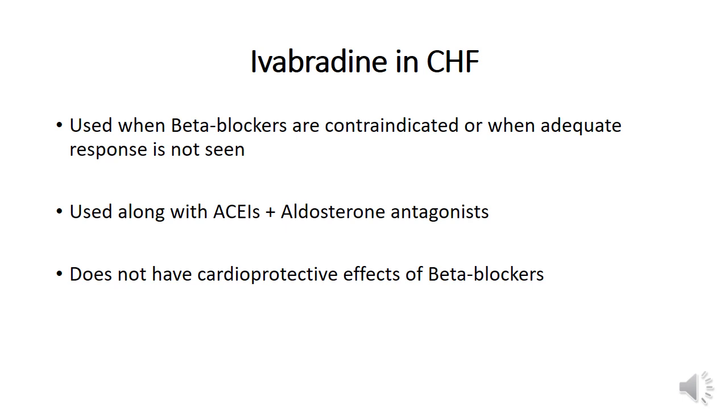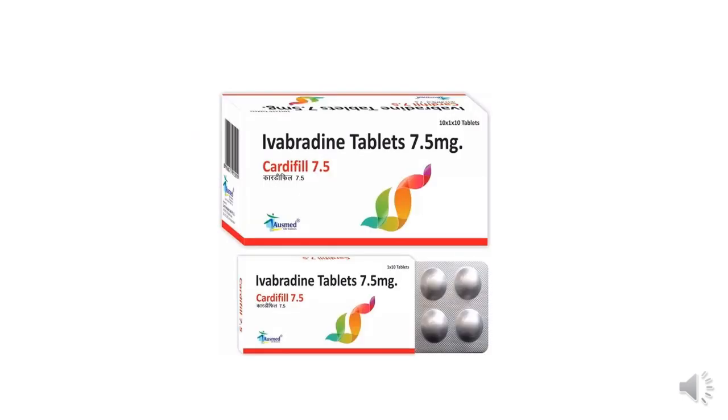Now Ivabradine is used as a substitute to beta blockers when beta blockers are contraindicated or when the heart rate does not reduce to less than 75 per minute with beta blockers. That is, adequate response is not seen towards beta blockers. So it is used along with ACE inhibitors plus aldosterone antagonists. However, the cardioprotective effect which is provided by beta blockers is not seen with Ivabradine. Ivabradine tablets.